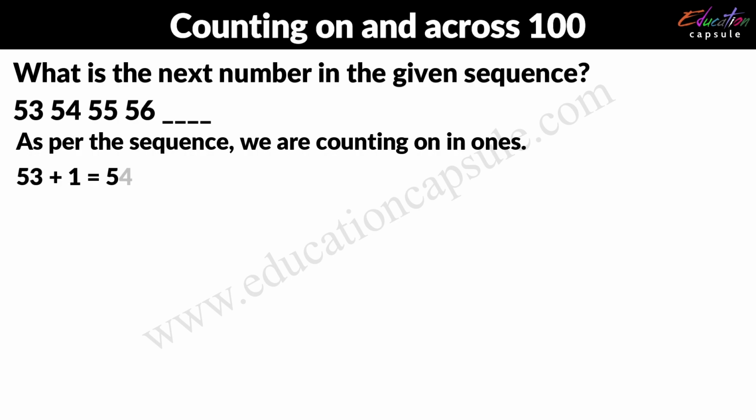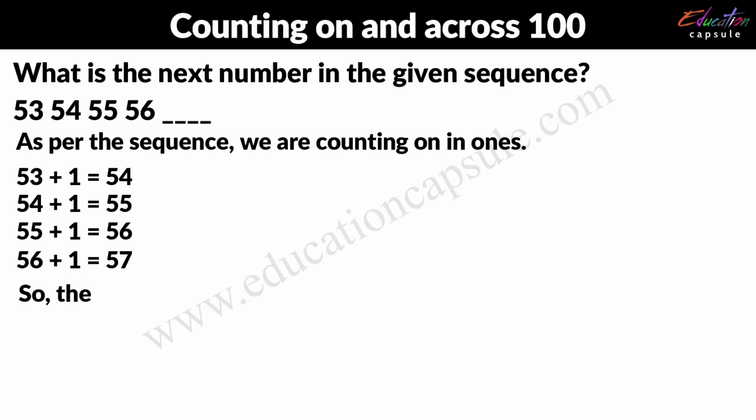So 53 plus 1 is equal to 54. 54 plus 1 is equal to 55. 55 plus 1 is equal to 56. Similarly, 56 plus 1 is equal to 57. So the missing number is 57.